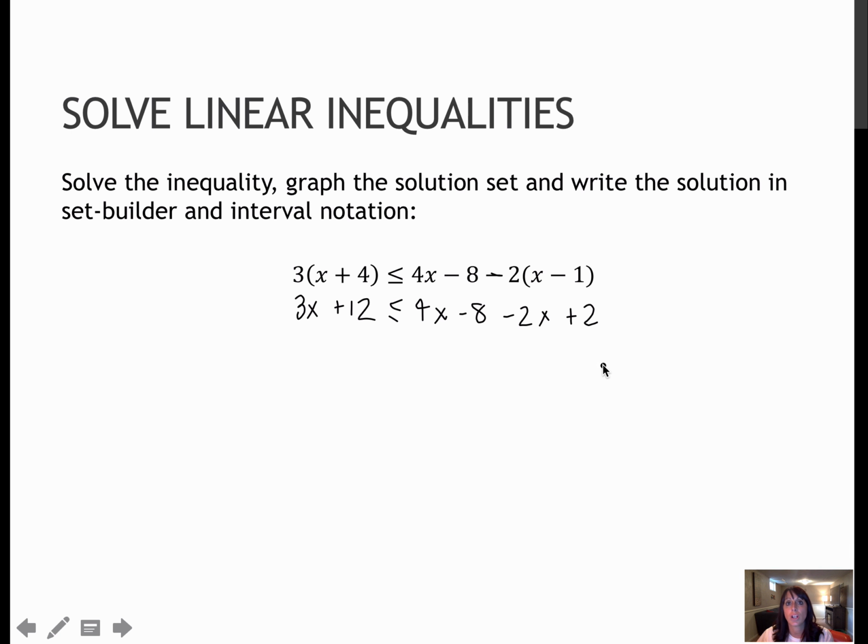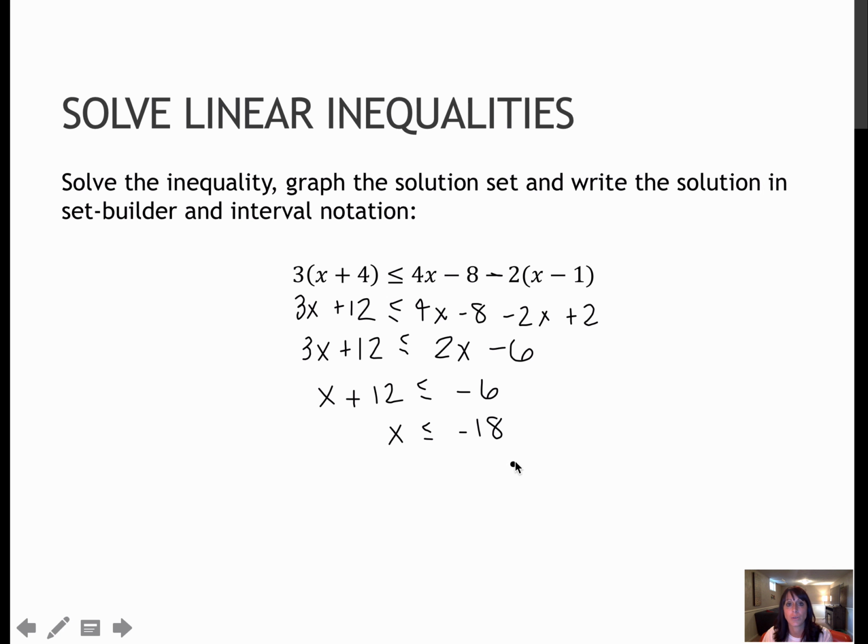Because this is no longer a quadratic, notice x to the first is the highest degree. We will separate them by the inequality sign. So I'm going to move all of my x's to one side and numbers to the other. If you want to simplify that right side first, 4x and negative 2x gives me 2x, minus 8 and plus 2 gives me minus 6. If I subtract 2x from each side, that gives me x plus 12 is less than or equal to negative 6. If I subtract 12 from each side, I get x is less than or equal to negative 18.